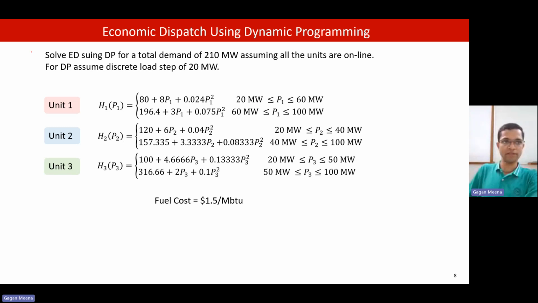The problem is: solve the economic dispatch problem using dynamic programming for a total demand of 210 megawatts, assuming that all the units are online. All the units are online, meaning all of them are available, synchronized, connected to the network and ready to deliver power.